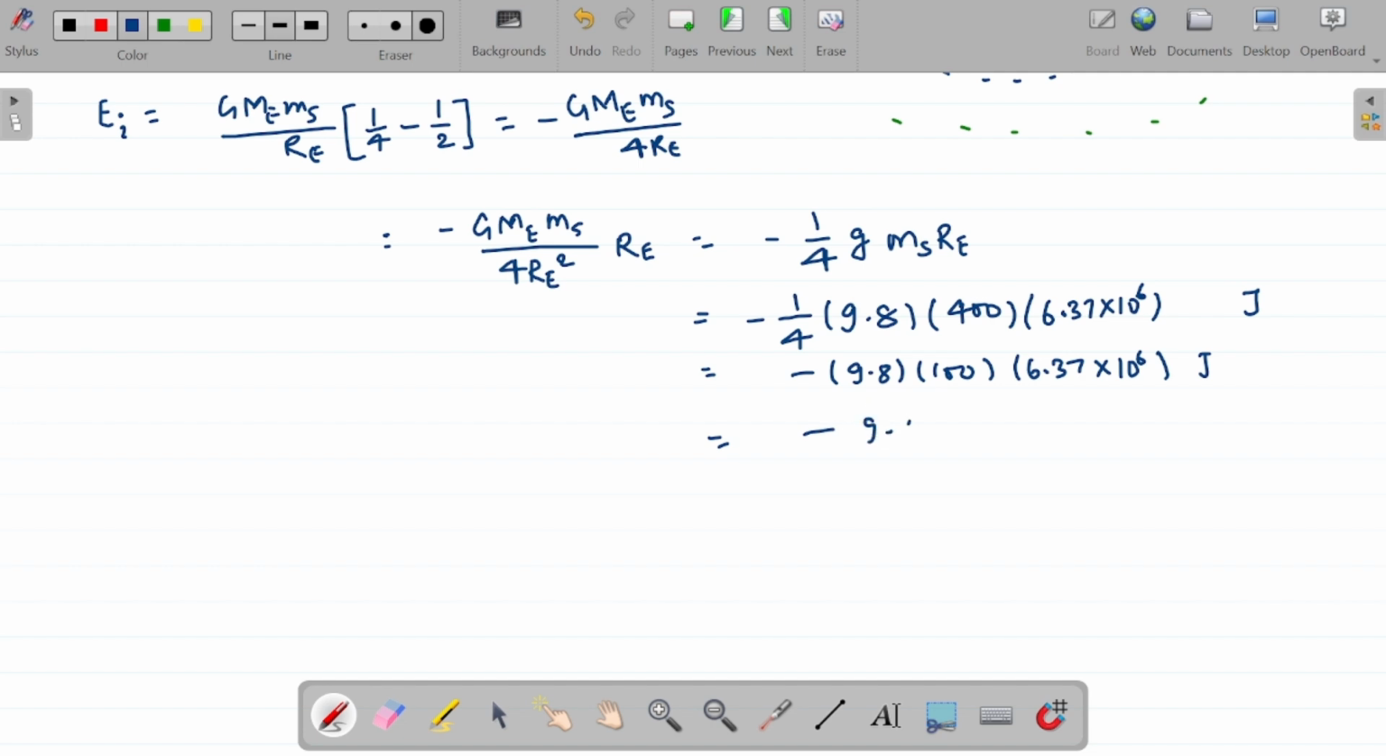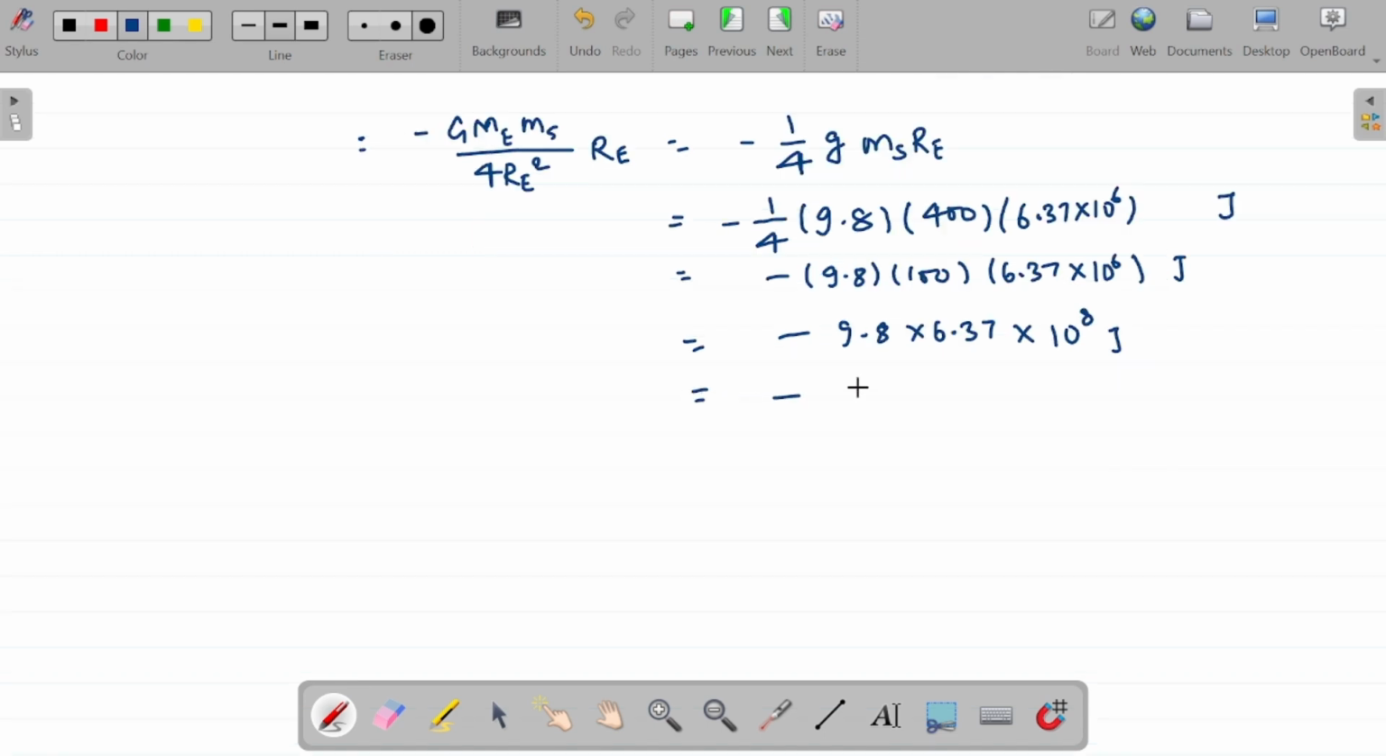And further we can write minus 9.8 into 6.37 into 10 to the power 8 joules, and then it will be minus 62.4 into 10 to the power 8 joules, or we can write minus 6.24 into 10 to the power 9 joules. So this is its initial energy.